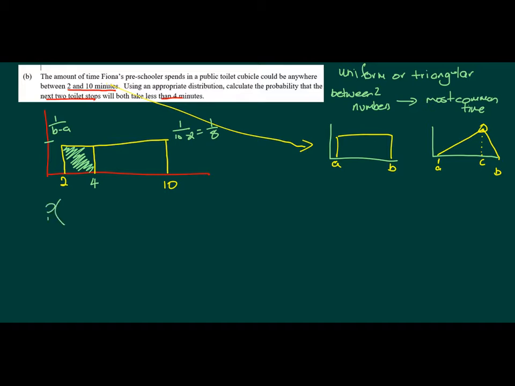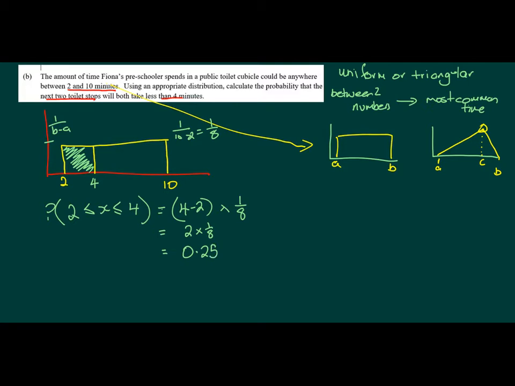So let's write this statement out. The probability of being between 2 and 4 is going to be, first of all, we work out the base of that rectangle. So that's 4 minus 2 times the height, which is 1/8, and that gives us 2 times 1/8, which is basically 0.25. That's the first part.